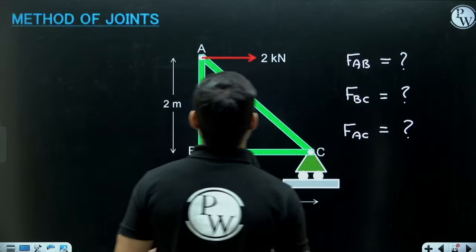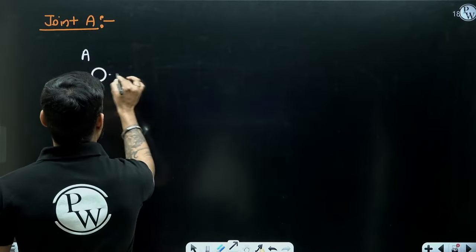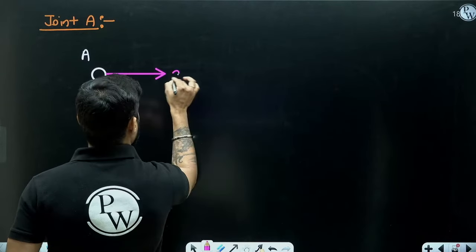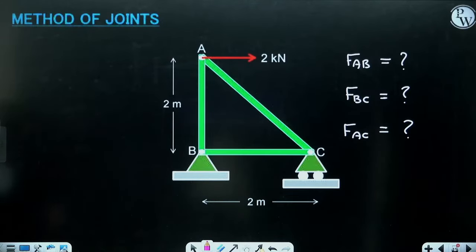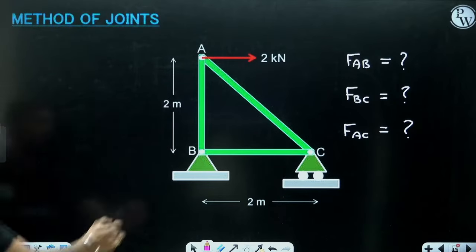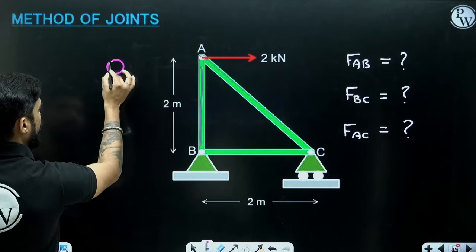So we have isolated the joint A. This joint A is subjected to a 2 kN force. Now have a look at the joint. This joint is connected to two members, member AB as well as member AC, right? You have isolated the joint from AB and AC. See, this joint was connected to AB and AC, and now I have done this.